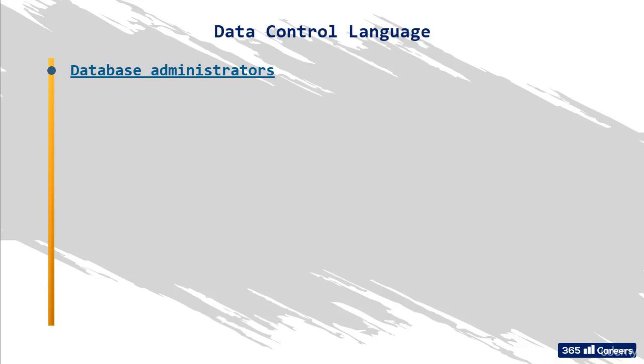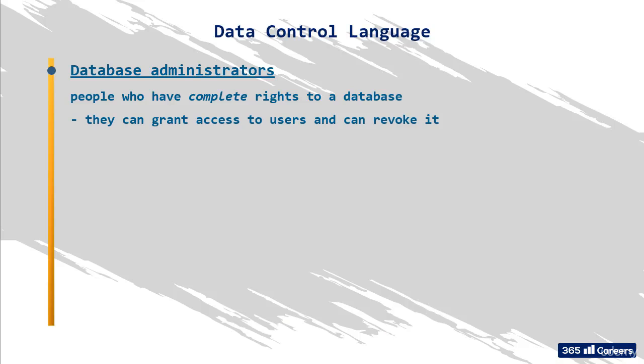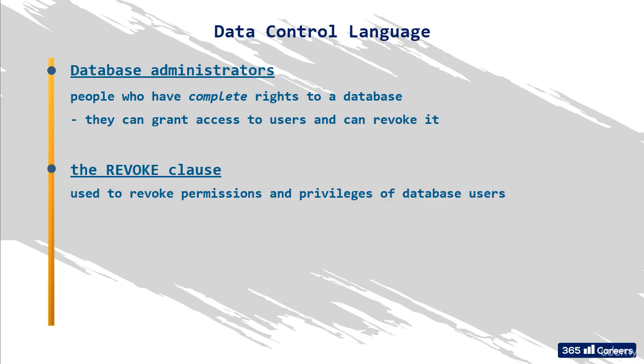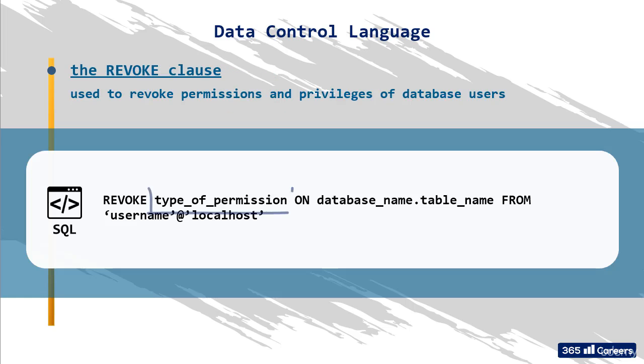People who have complete rights to a database are database administrators. They can grant access to users and can revoke it. The revoke clause is used to revoke permissions and privileges of database users. It is the exact opposite of the grant statement. The syntax is identical. Instead of granting permission to somebody, one can revoke a privilege from somebody.